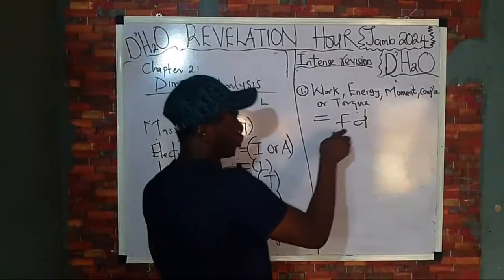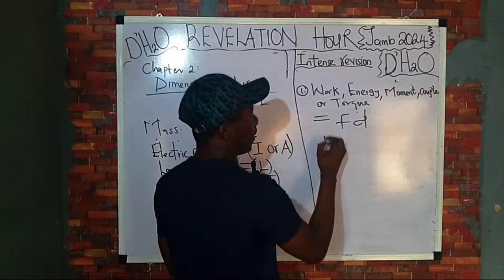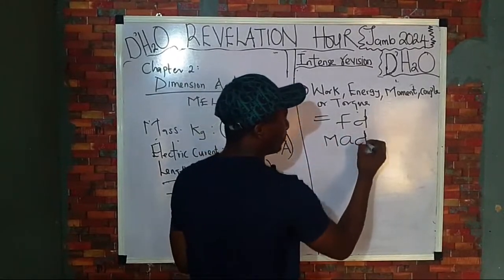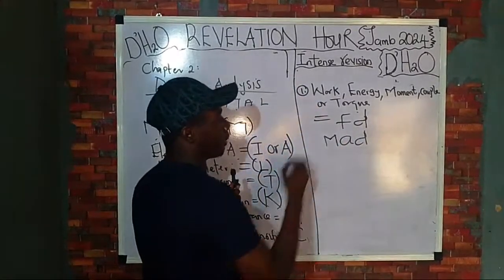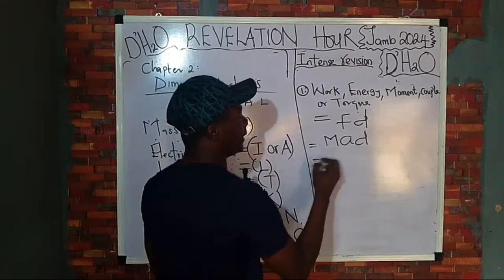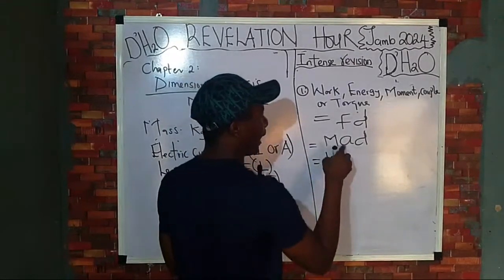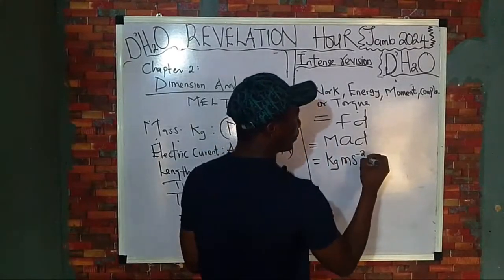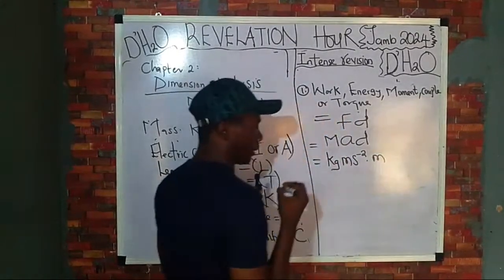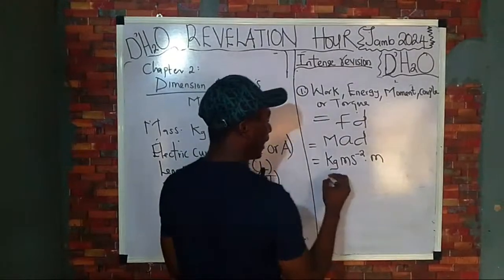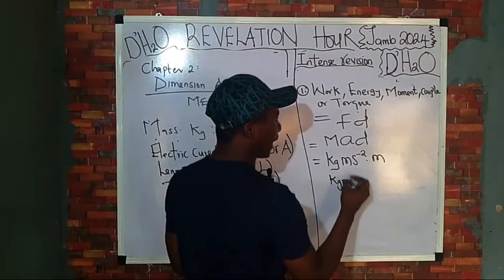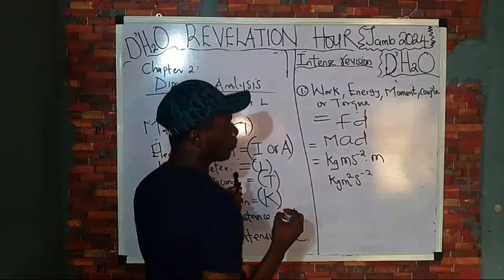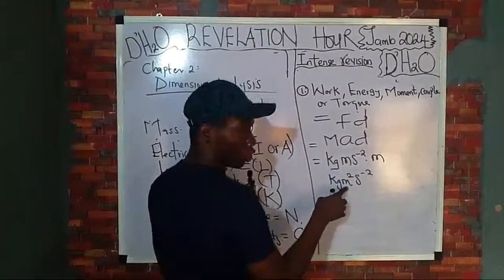Remember that your force is equal to mass times what? Acceleration. Then your distance remains distance. Let us now put their unit. Mass is what? Kilogram. Acceleration is meter per second square, while your distance is also what? Meter. So if you multiply together, you have kilogram meter square per second square. Wow, so interesting, because meter times meter will give us meter square.